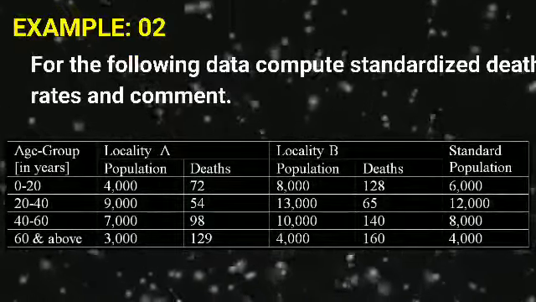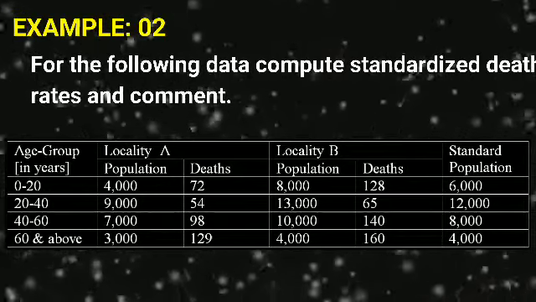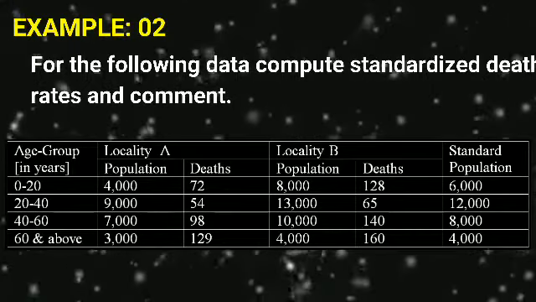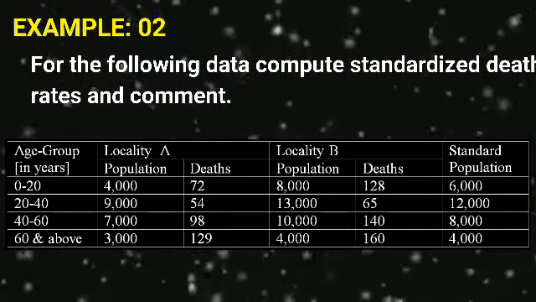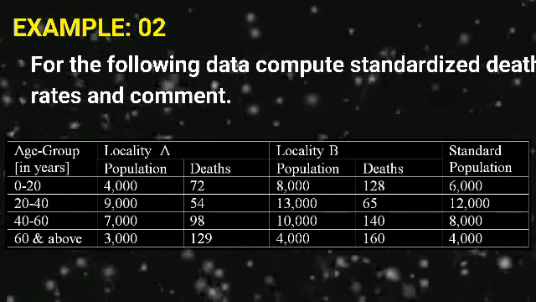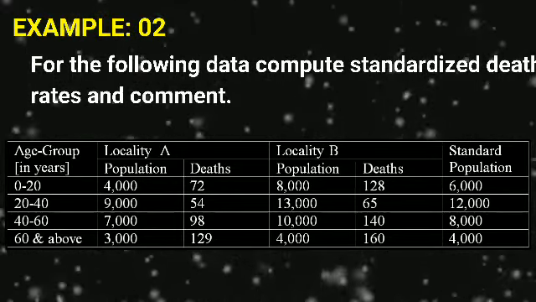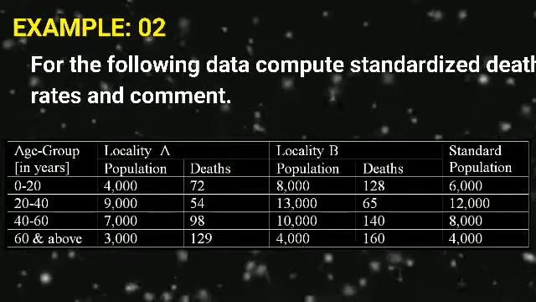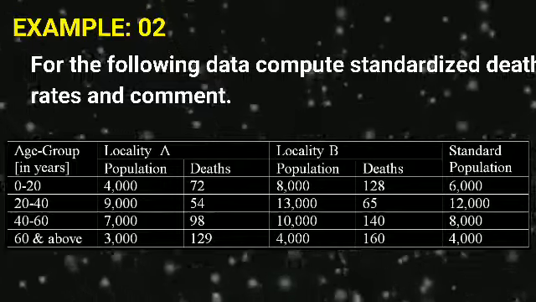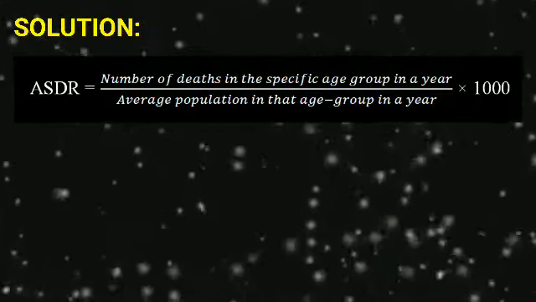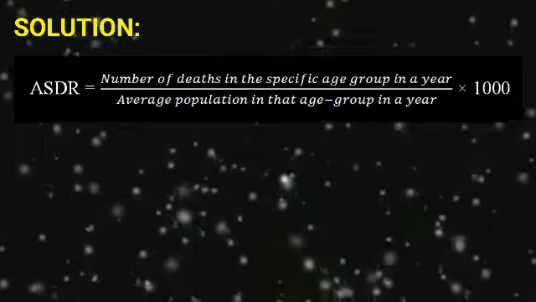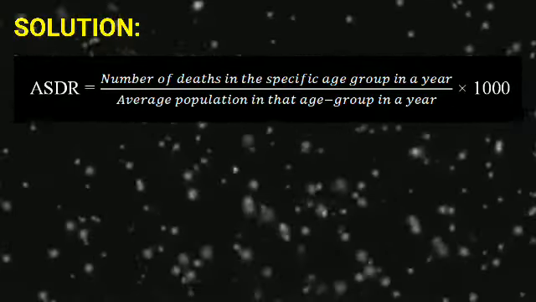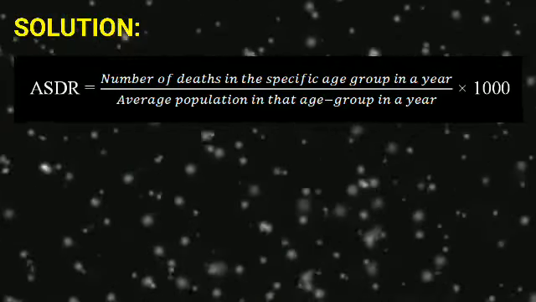Second example, for the following data, compute standardized death rates and comment. Here your question is to find STDR values and comment about the data. Here, in order to find STDR, the first step you should find all the ASDR values. So in order to find ASDR, first give the ASDR formula. ASDR equal to number of deaths in the specific age group in a year divided by average population in that age group in a year, which is multiplied by 1000.